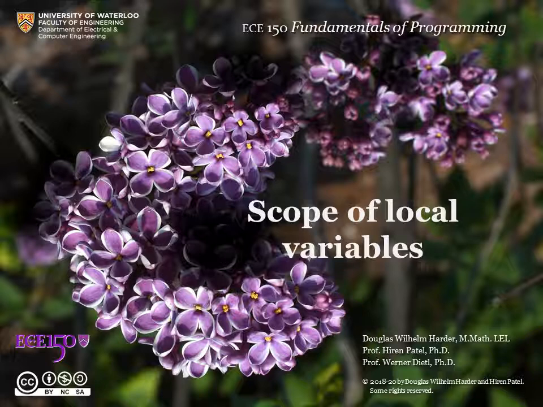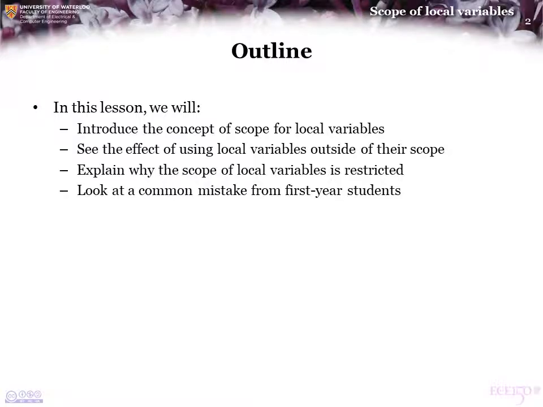In this topic, we're going to look at the scope of local variables. We are going to introduce the concept of scope for local variables. We will see the effect of using local variables outside of their scope. Specifically, it's going to result in compile time errors. We will explain why the scope of local variables is restricted, and we'll look at a common mistake from first-year students.